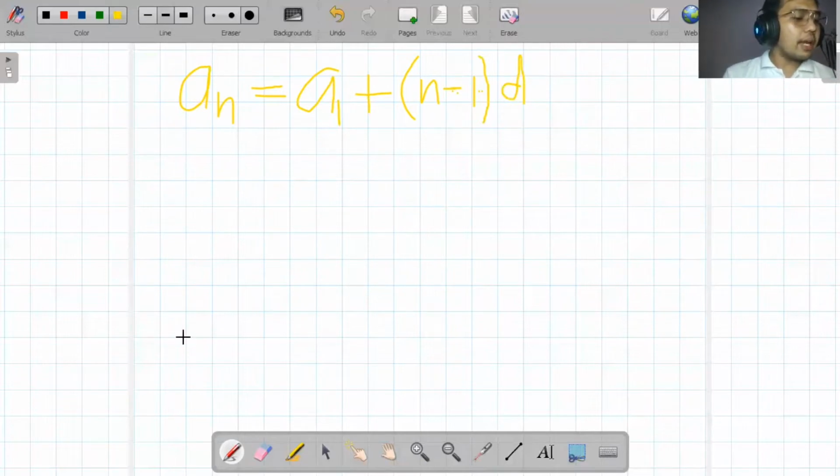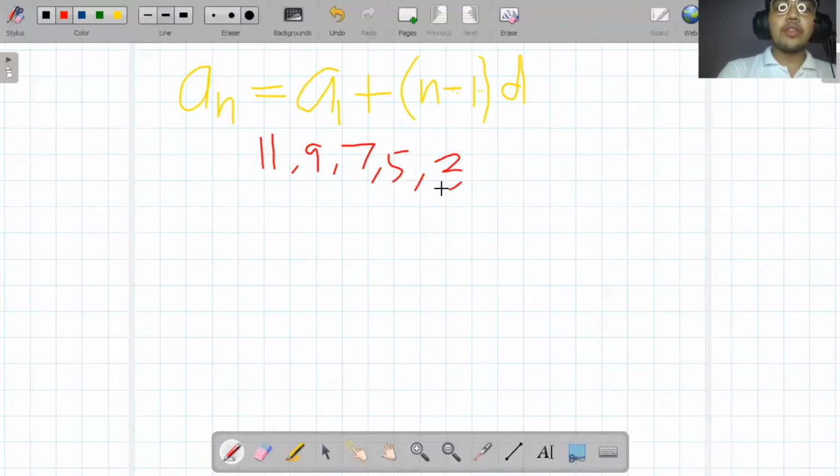The given is 11, 9, 7, 5, 3. So a sub 1 is 11. Again, the sequence is 11, 9, 7, 5, 3. So that is your arithmetic sequence. What we need is a sub 1. What is a sub 1? 11. And then for your common difference, of course, you have to subtract.